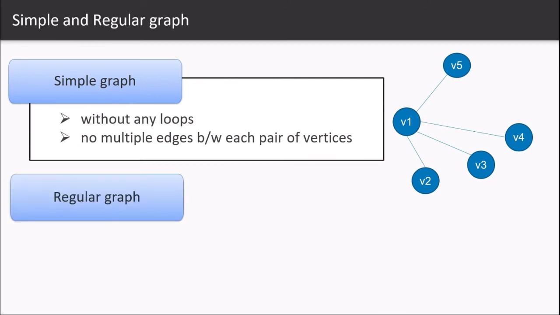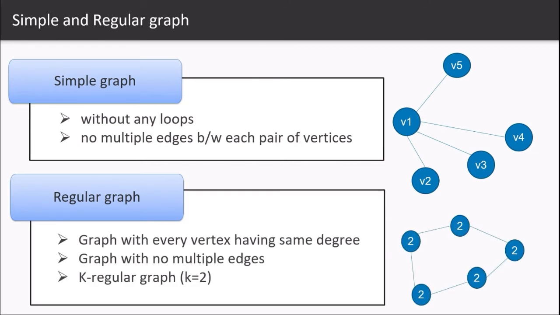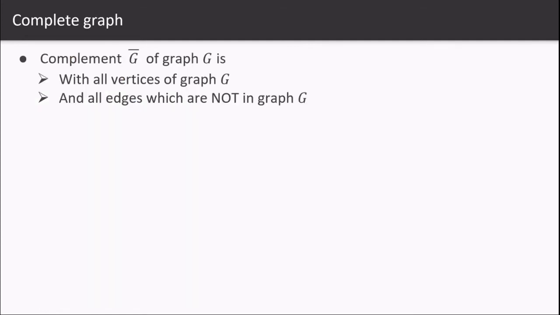A regular graph is the one where every vertex has the same degree, called a k-regular graph, where k represents the common degree. The graph in our example on the right is also called a k-regular graph with k equals 2. The complement G prime of a graph G is the one that has all the vertices of graph G and all such edges which are not in the graph G. More formally, it is represented like this.